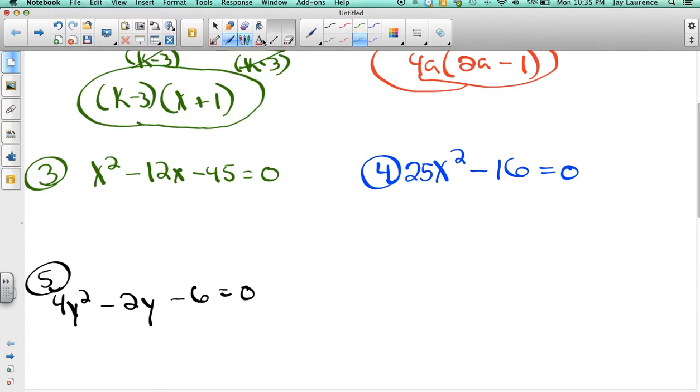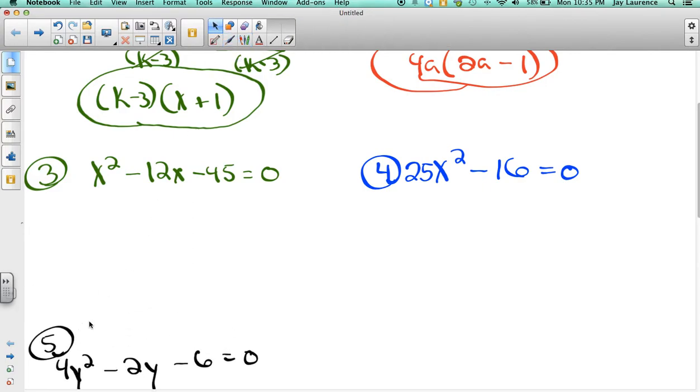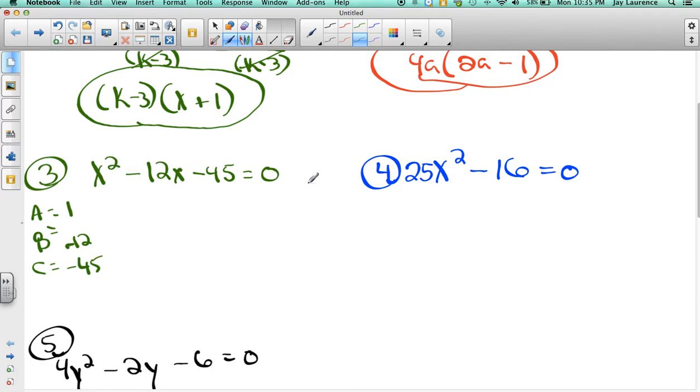All right, the green one. I don't see a GCF. I looked for one, but I don't see it. So I'm going to do my ABC thing, right? So ABC, easy as 1, negative 12, negative 45. Okay, and I'm going to multiply a times c and get negative 45. Now I need 2 factors of 45 that subtract to get negative 12.